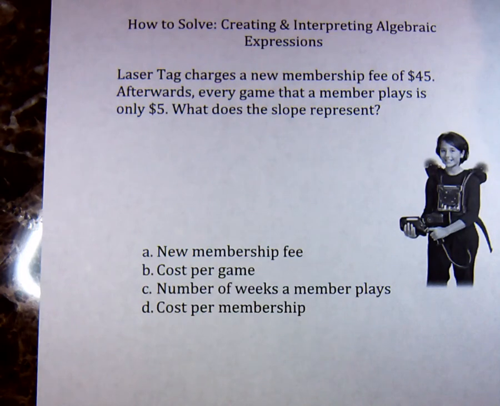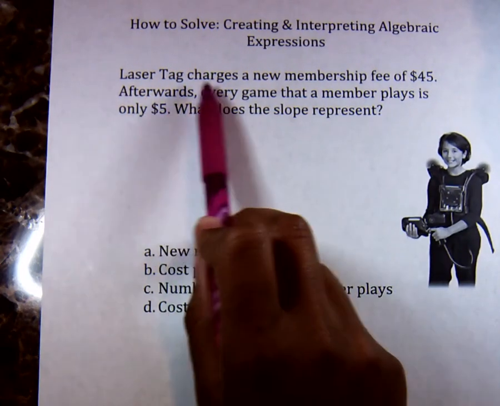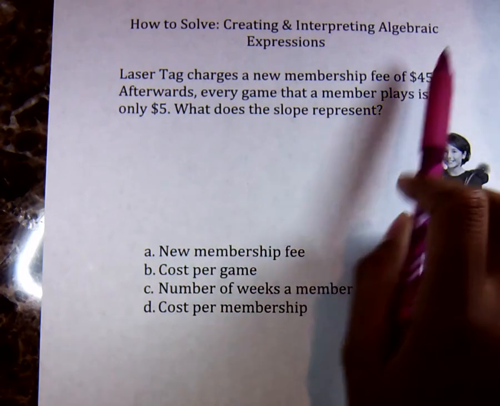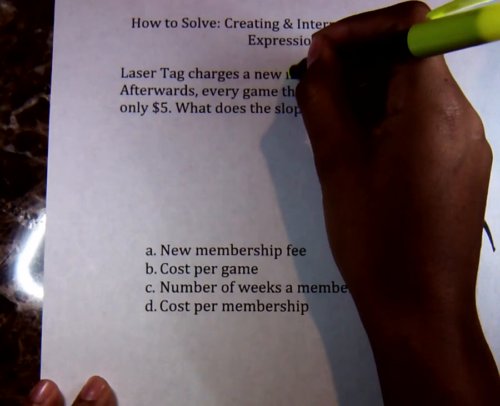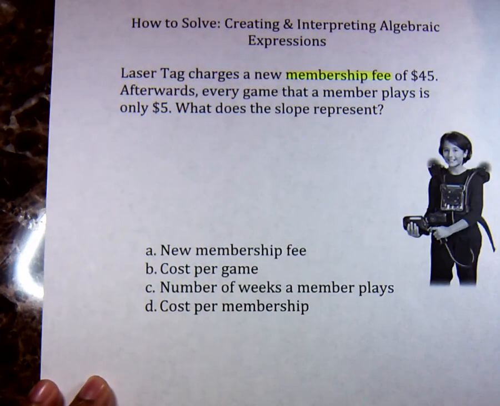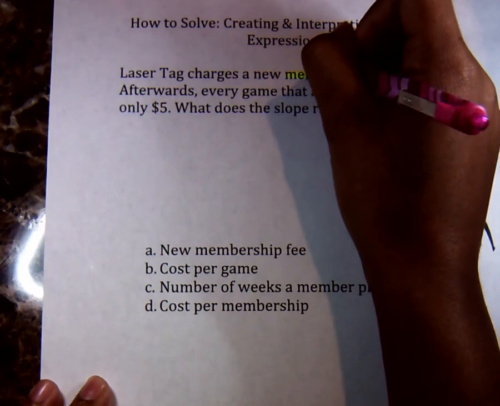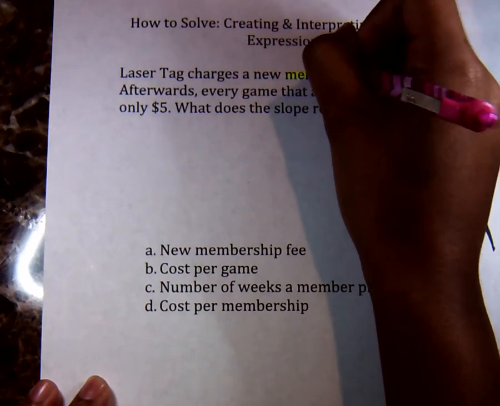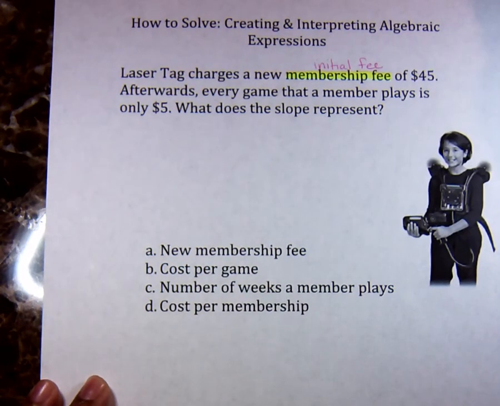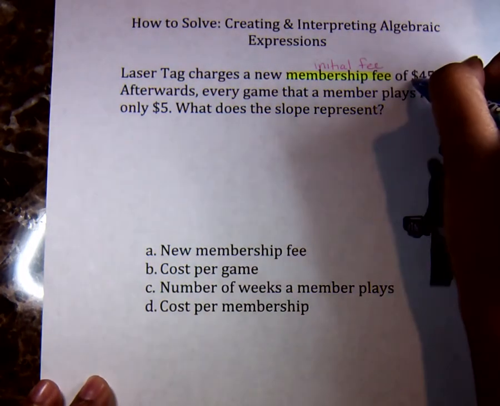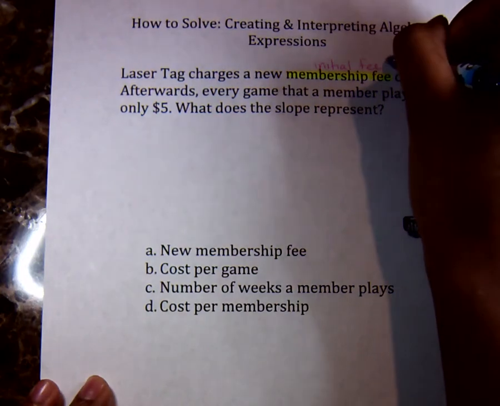So now that I have read completely through my problem once, which is a good strategy for the EOC, to read the problem straight through the first time without stopping, I am now going to reread my problem, and I'm going to highlight and or underline important words and numbers. Okay, so here, laser tag charges a new membership fee of $45. I'm going to highlight membership fee because I know that that is another name for initial fee. And I'm going to circle the $45 because I know that that is my initial fee.